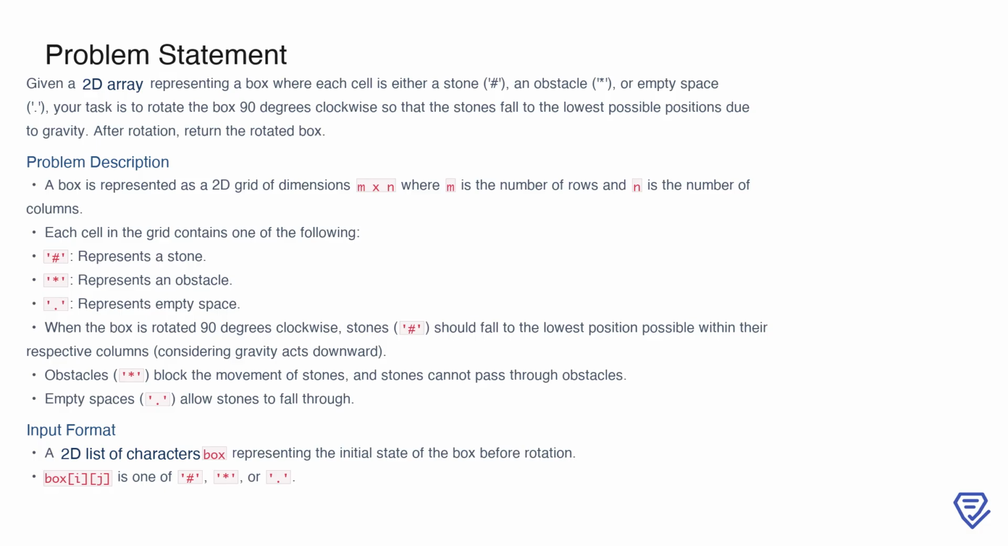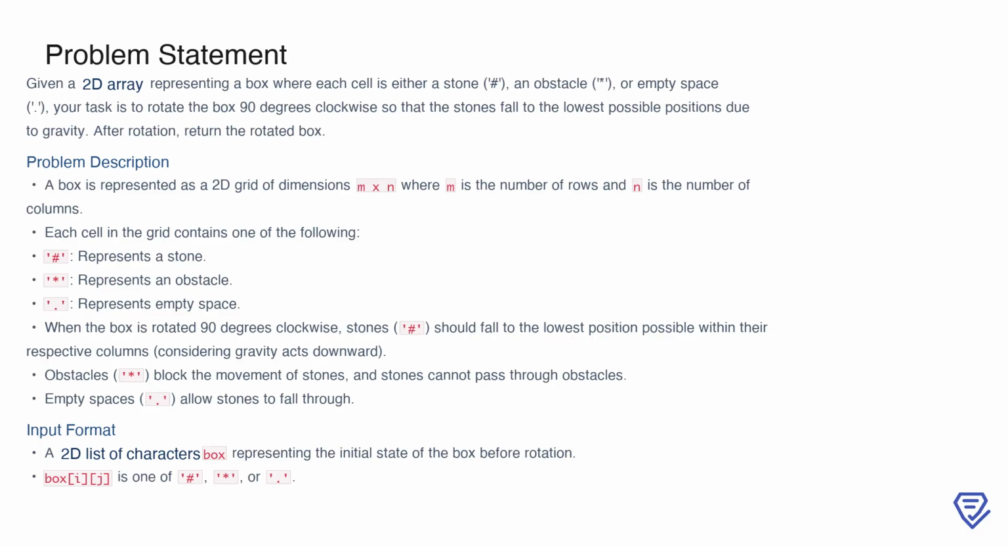Each cell in this box can hold one of three types of values: a stone, represented by the character hashtag, an obstacle, represented by asterisk, or empty space, represented by dot. The task is to rotate this box 90 degrees clockwise and simulate the effect of gravity, which causes the stones to fall to the lowest possible positions within their columns. Stones cannot pass through obstacles, and empty spaces allow stones to fall.